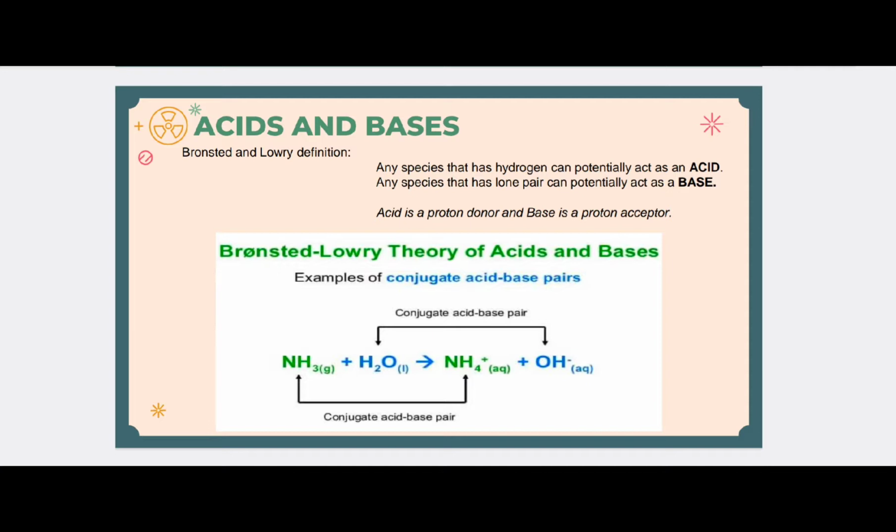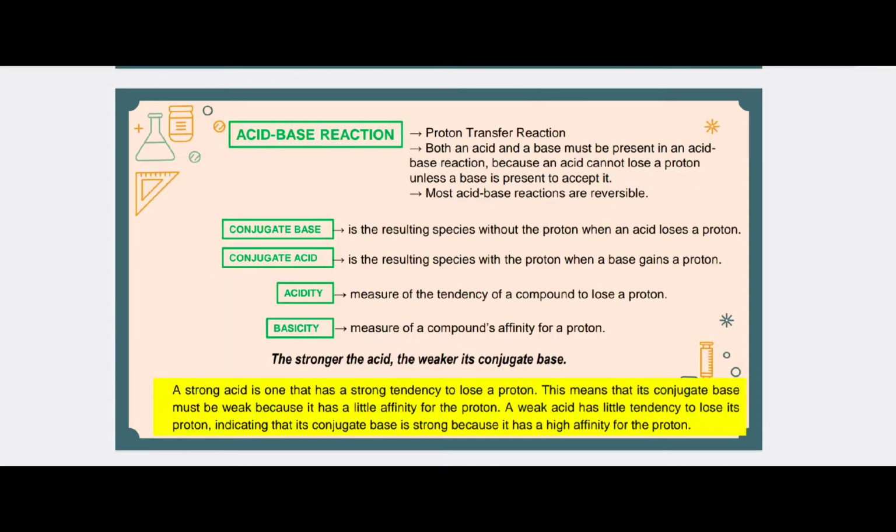Most acid-base reactions are reversible. Conjugate base is the resulting species without the proton when an acid loses a proton. Conjugate acid is the resulting species with the proton when a base gains a proton. Acidity is a measure of the tendency of a compound to lose a proton. Basicity is a measure of a compound's affinity for a proton.